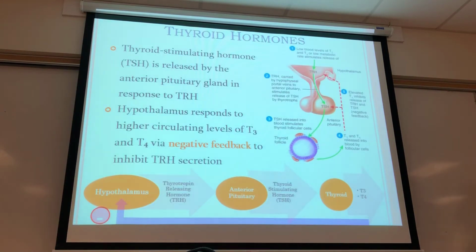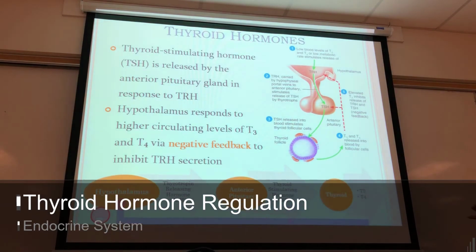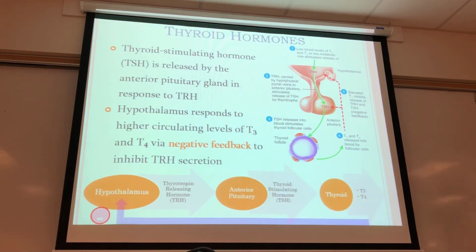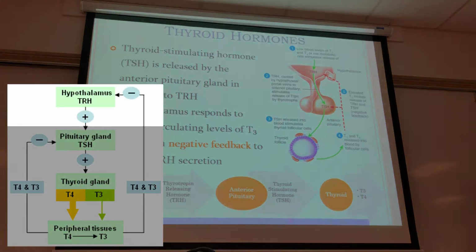So now that we have that in place, let's take a look at the feedback that takes place to limit the amount of T3 and T4. We don't want too much of it, and we don't want too little of it. In order to keep it within that window, we need to employ negative feedback.